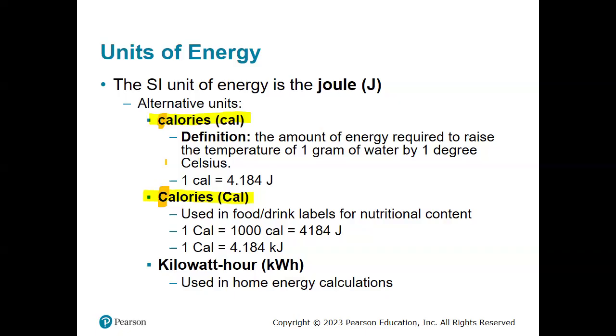So the conversions that we want to become familiar with here are these conversions here. So 1 capital C calorie is 1,000 of the lowercase c calories. That's why we call it a kilocalorie. Now, each kilocalorie is 4,184 joules. And so what we'll often see is that instead of talking about things in terms of joules and lowercase c calories, we'll talk about things in terms of kilojoules and kilocalories, or uppercase C calories.